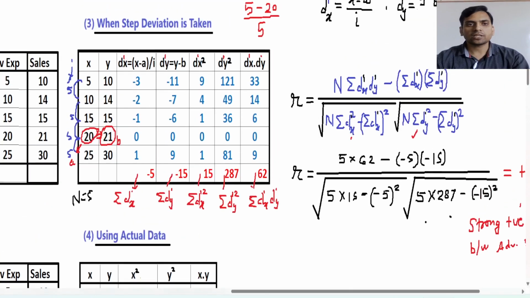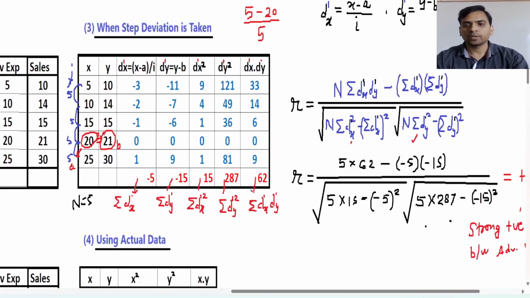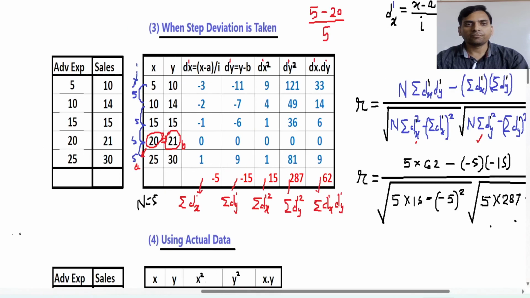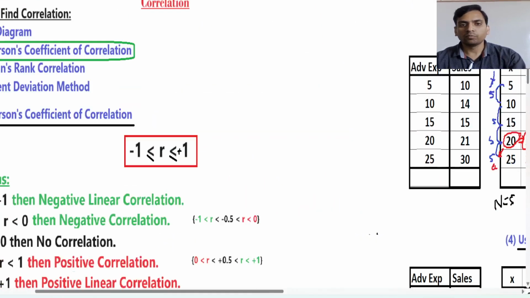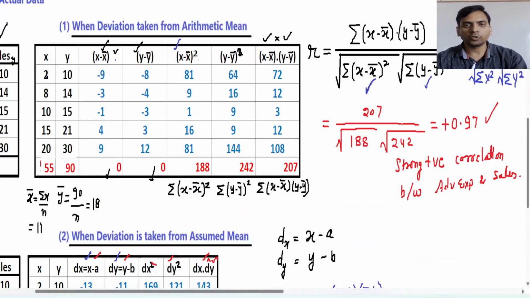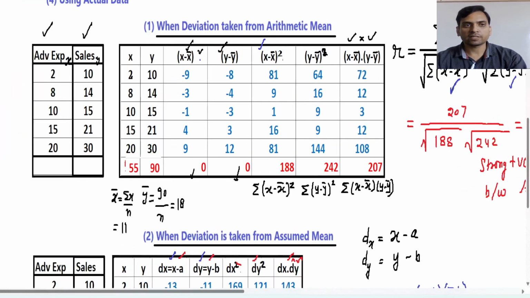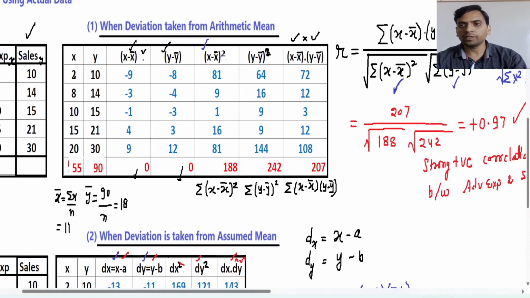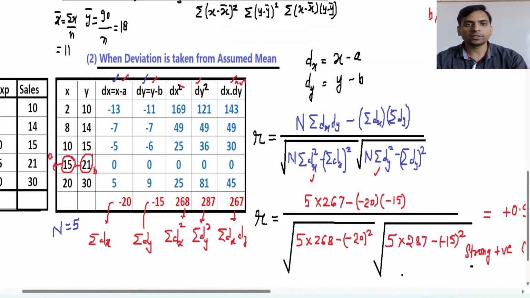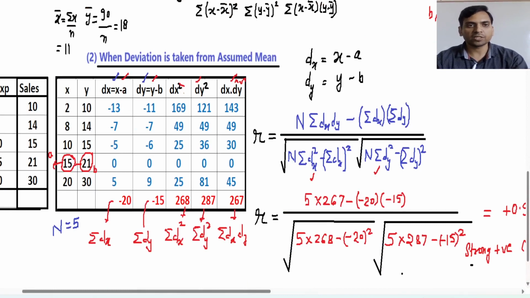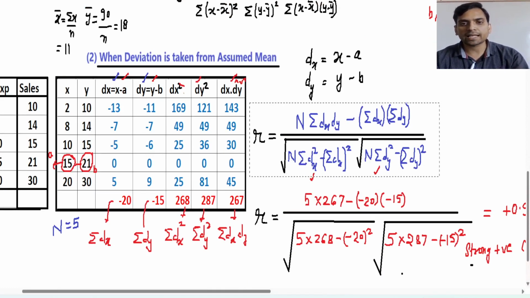So in last lecture, I taught r when step deviation is taken. Before that, I taught two methods. First, when deviation is taken from arithmetic mean, and before that, when deviation is taken from assumed mean. So for the last method, when actual data is used, I am copying this formula just for explanation, to understand the formula easily.